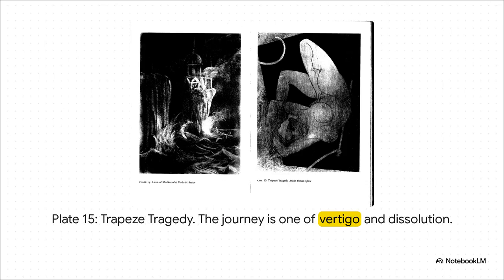And let's be absolutely clear here. This is not a safe journey. It's incredibly risky, psychologically speaking. Grant uses this piece of art, Trapeze Tragedy, to get that point across. It's all about that feeling of vertigo, of losing your balance, of the self just completely dissolving. It's about facing the raw instability at the very core of who you are.